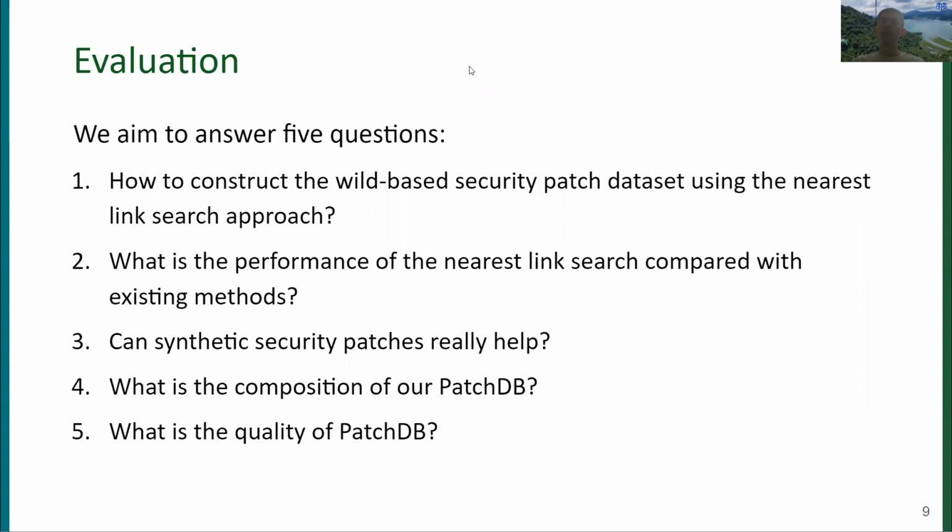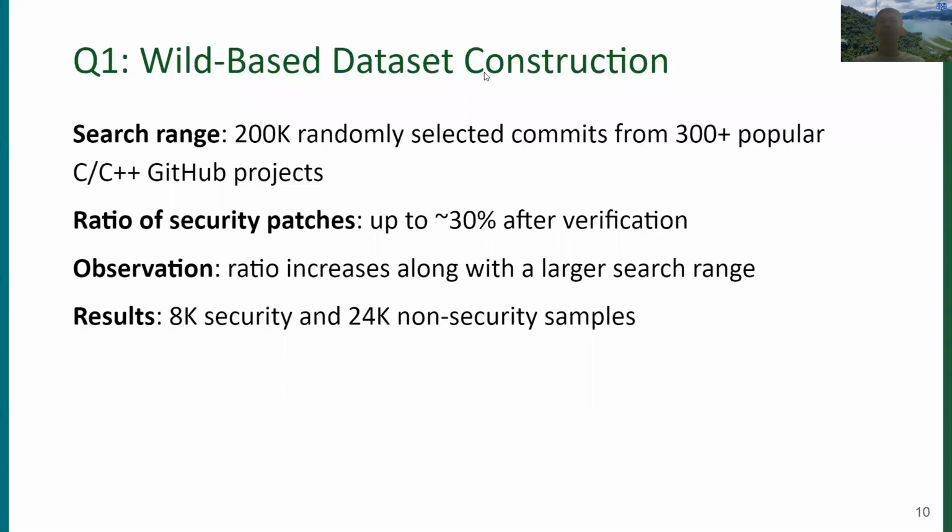Our evaluation focuses on answering 5 questions, including the details and the performance of data augmentation algorithms, and the real properties and quality of PatchDB. To construct the wild-based dataset, we use 200,000 randomly selected commits from more than 300 popular C and C++ GitHub projects.